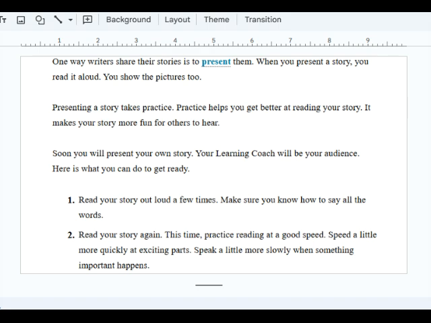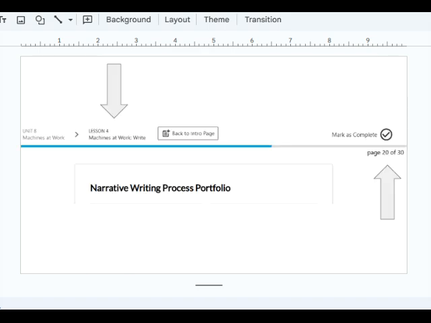Here is what you can do to get ready. First, read your story out loud a few times. Make sure you know how to say all of the words. Second, read your story again. This time, practice reading at a good speed. Speed up a little more quickly at exciting parts. Speak a little more slowly when something important happens. So you're going to read your story out loud to your learning coach. You don't have to worry about presenting it to your homeroom teacher. You're just going to turn in those two drafts.